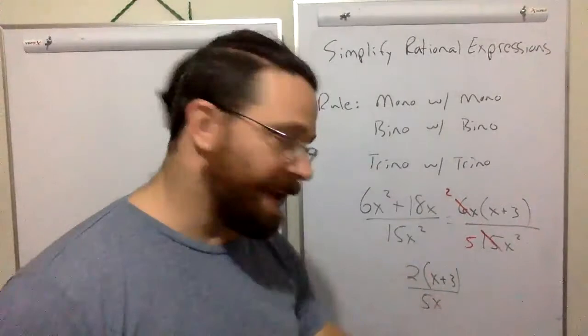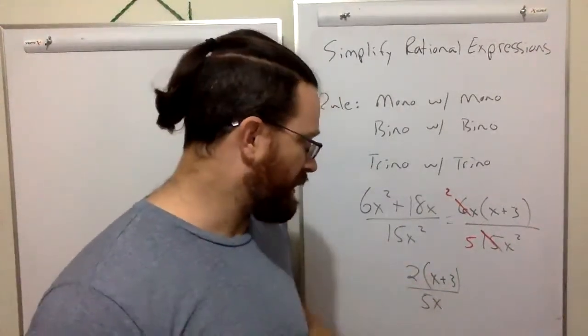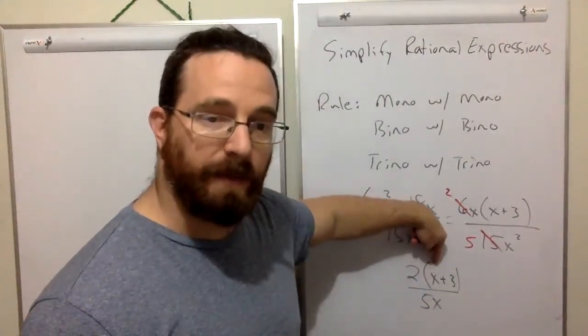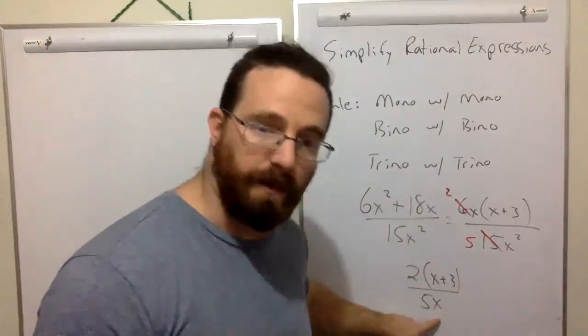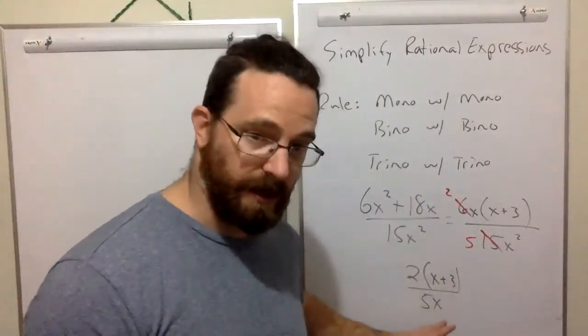Remember, you cannot cancel the two x's right now because this x is inside of a binomial and this x is part of a monomial. So they do not reduce together.